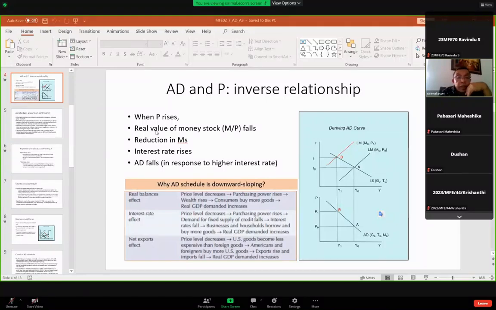Where we stopped, and that was we were on the topic aggregate demand and supply model. So we are going to see the relationship between aggregate demand and price level and the aggregate supply and price level. And then this is another way of presenting output market equilibrium.